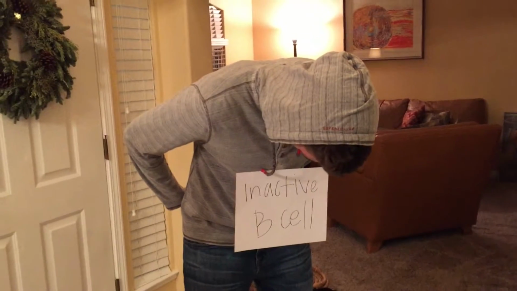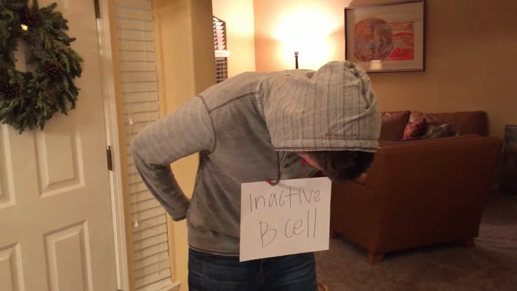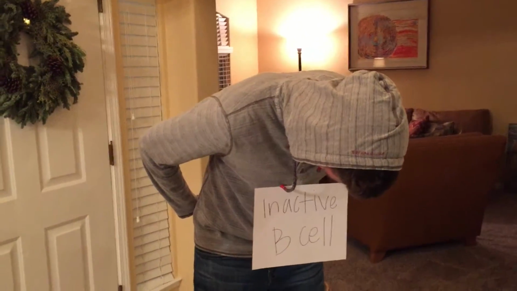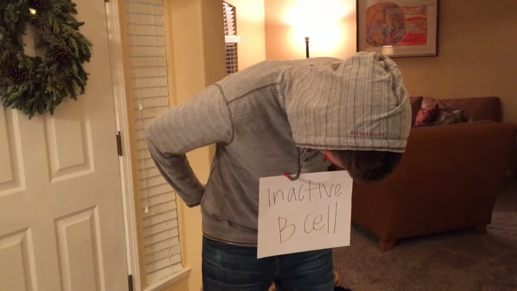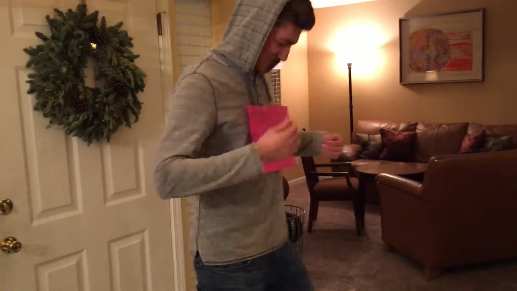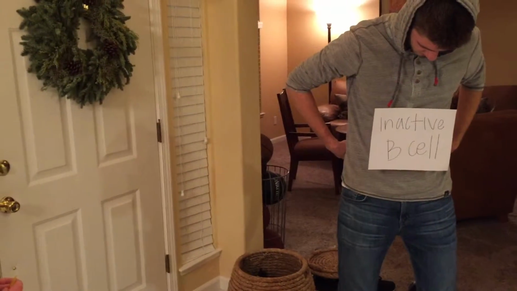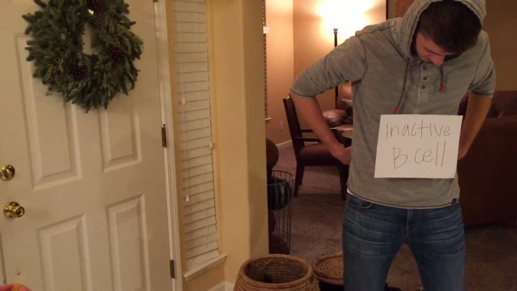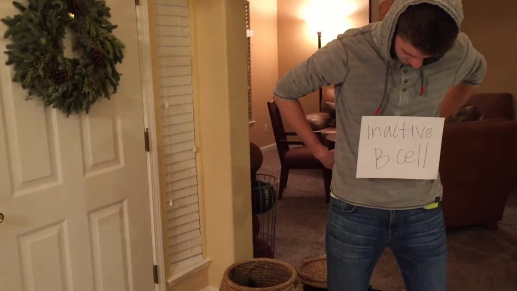B cells activate in two ways. Some of the B cells develop specific antigen receptors that can detect that pathogen from now on and become the memory B cells. While the rest of the B cells transform into plasma cells that produce antibodies to kill the pathogen.